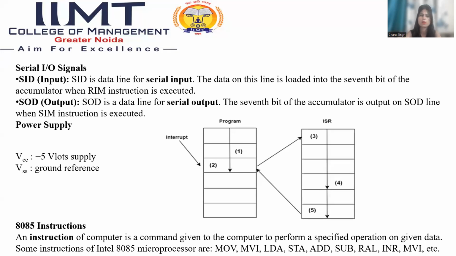Then we have power supply. Already we discussed that. The 8085 needs a 5-volt supply. Also we have VSS, that is the ground reference.